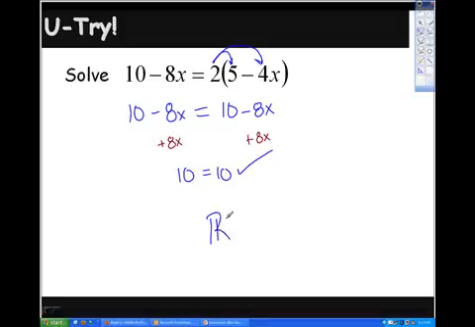X can be anything. And this is a symbol we use, and so we don't have to write all real numbers. So there we go. We could test this by just picking 2 or 3 different values of x and making sure that it works.